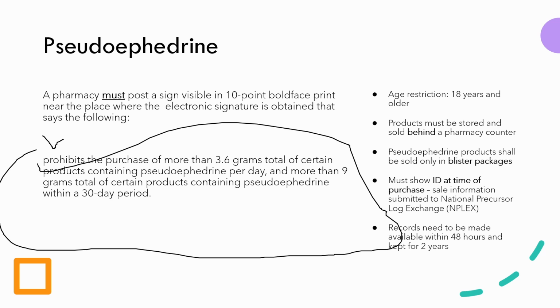You need to have ID upon the sale, and that information needs to be submitted to NPLEX. NPLEX will flag you if the patient goes above that 3.6 grams a day or that 9 grams per month. The other thing that wasn't listed here is the 7.5 grams if the patient decides to do mail order for 30 days. So that's more on the 30 days. And the records for pseudoephedrine need to be kept for 2 years and must be available within 48 hours.